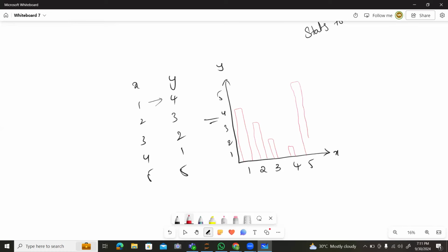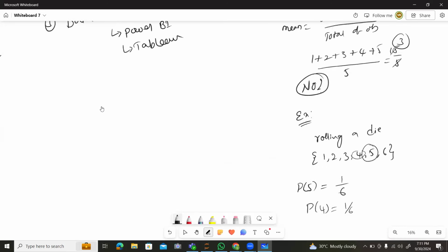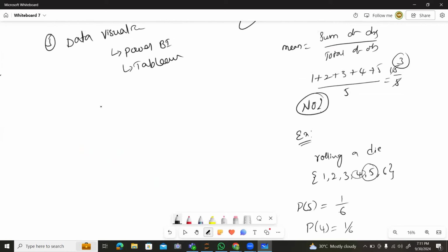We need to draw some graphical representations. For that, we use Power BI and Tableau. Both are used for data visualization purposes. So let me tell you what the differences between Tableau and Power BI are. Tableau and Power BI are both used for data visualization only.